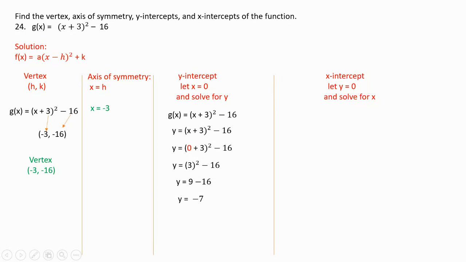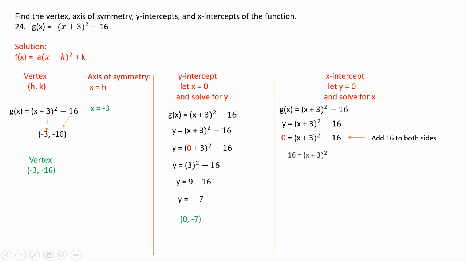For the x-intercepts, we're going to let y equal 0. So this is like my y here, y equals 0. Now I'm going to add 16 to both sides. Now I'm going to take the square root of both sides.